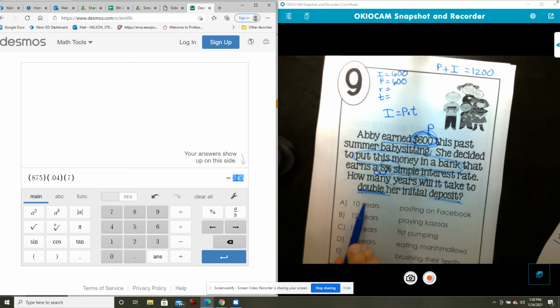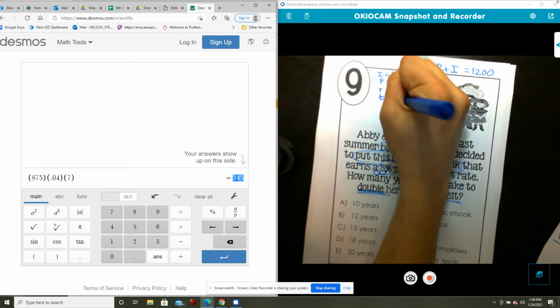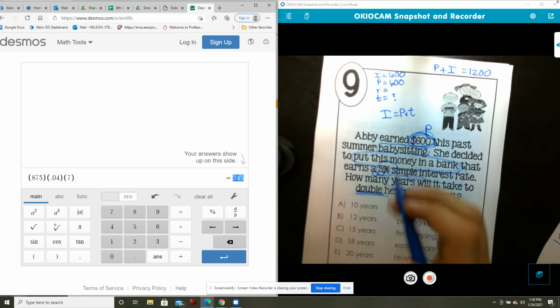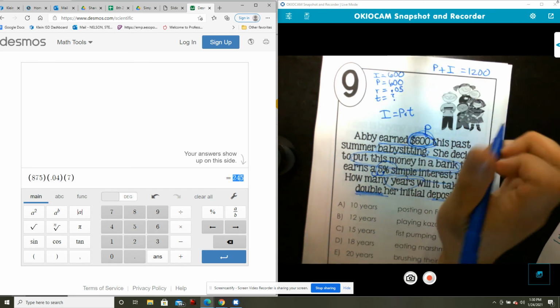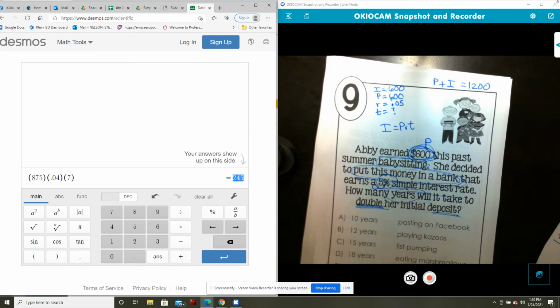Rate is what we're looking for. No, we're looking for years. So we're looking for years. Our rate is 5% or 0.05, moving it 2 decimal points over to the left. So that's how you'll set up that one, and then you can go from there.